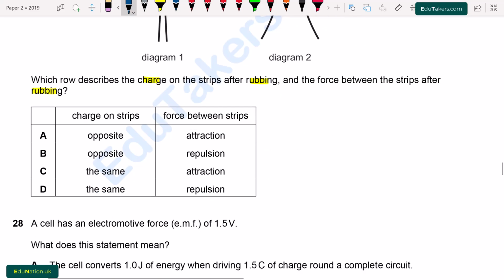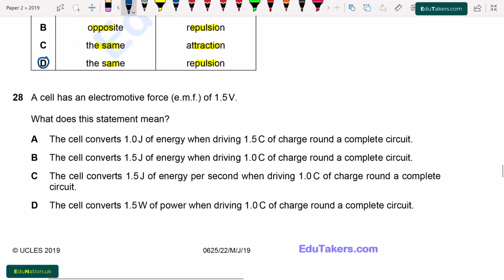Now we see the options. Charge on the strips and force between the strips. Option A, opposite, attraction. B, opposite, repulsion. C, same, attraction. D, the same, and repulsion. So from here, option D is correct because the charges are the same. So option D is correct.